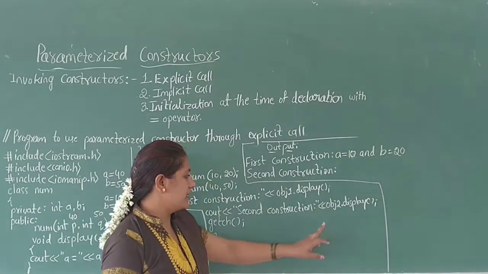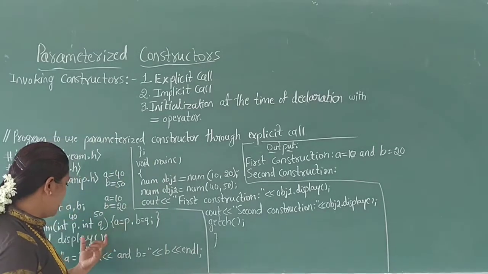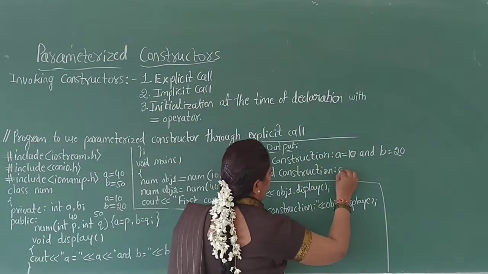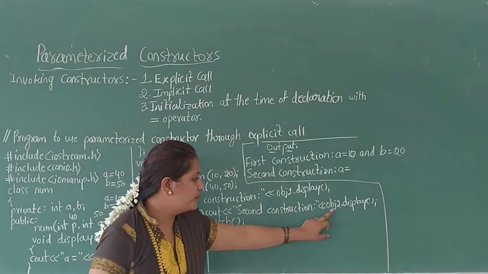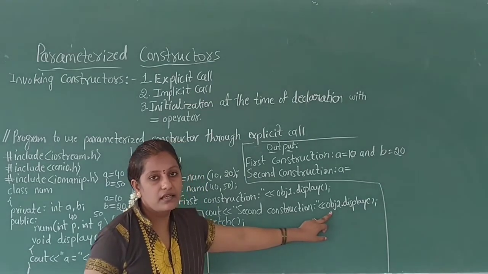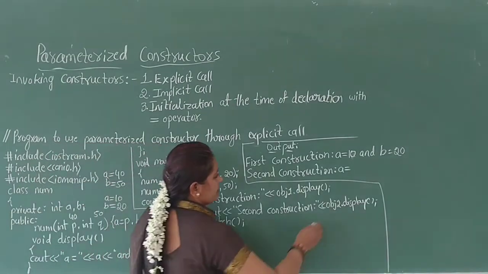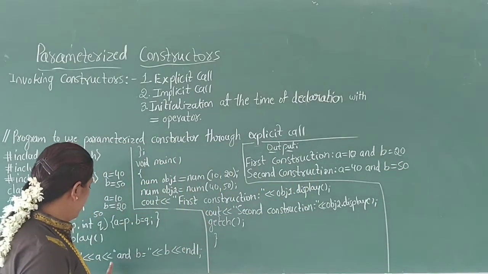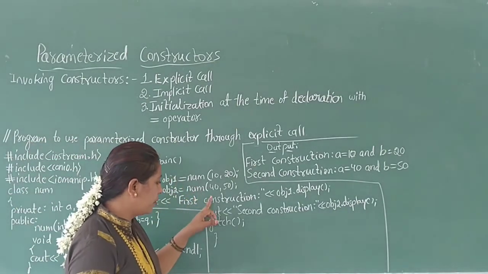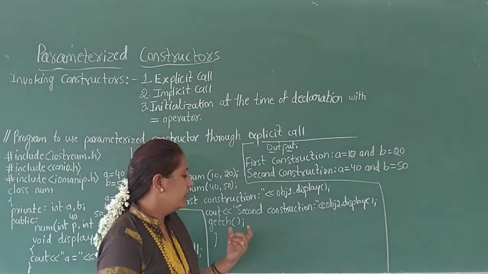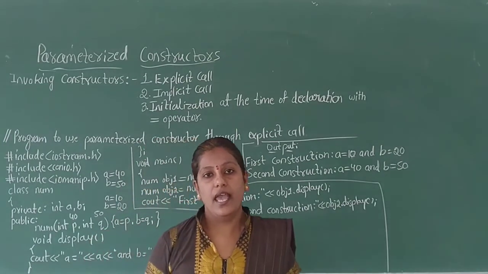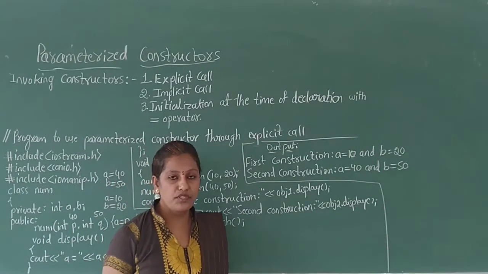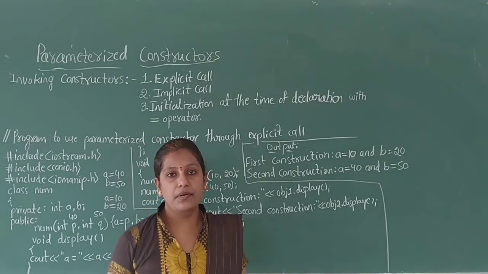One more time the display function is called using the second object, and control goes directly to the display function and executes the following statements: cout A is equal to A and B is equal to B. Because we are calling the member function display using object 2, the A value is displayed as 40 and the B value is displayed as 50. The member function ends and control comes back to the main function. Then it reads a character value using the getch function, and then it ends the execution of the program. This is how we use the explicit call method to initialize objects with different argument values using a parameterized constructor.